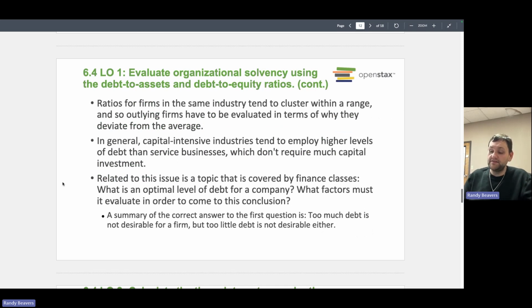So note that both statistics are useful in evaluating a firm's capital structure, meaning the debt to equity mix or the amount of debt it should employ. In general, capital-intensive industries will tend to employ higher levels of debt than service businesses, which don't require much capital investment. By comparing the firm's earnings before interest and taxes to its interest expense, you can determine how much of a cushion a firm has in covering its interest expense, and lenders and the debt rating agencies will use these ratios in determining your creditworthiness.